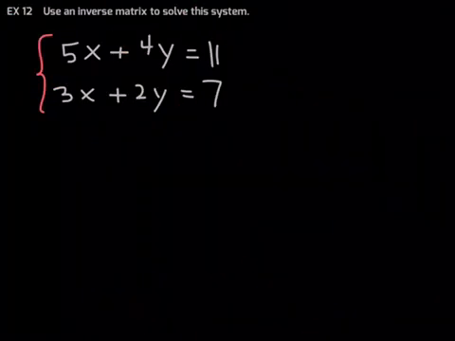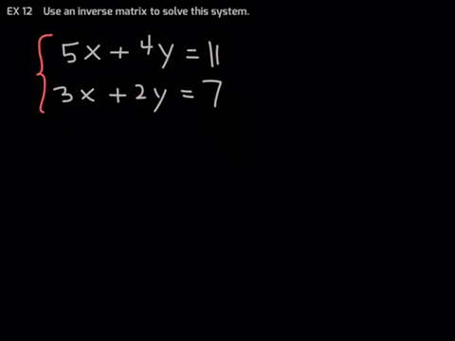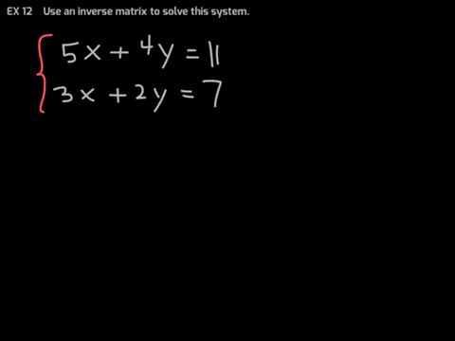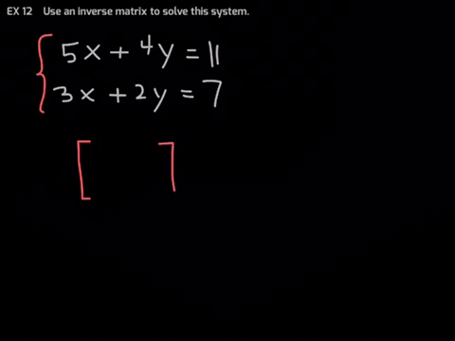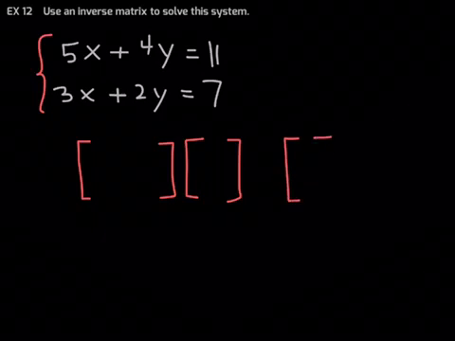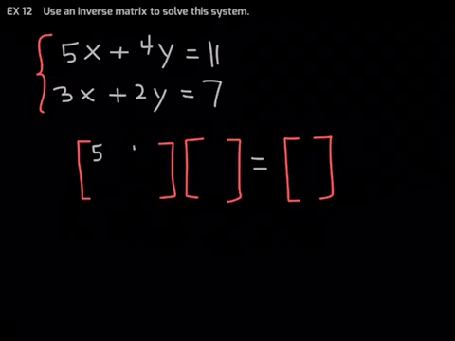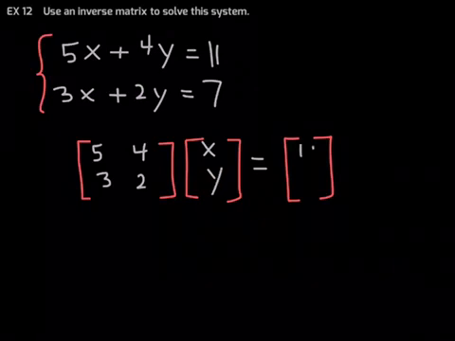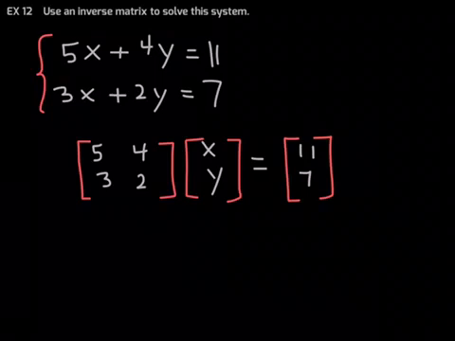Okay, everybody, next example. Use an inverse matrix to solve this system. All right, cool. Let's go again. Another example. Let's set up the matrix equation. So we first have our coefficient matrix, and then we'll have our variable matrix, and then on the right we'll have our constant matrix. Okay? All right, so our coefficient matrix is 5, 4, 3, 2. Our variables are x and y. Our constants are 11 and 7. So there's our matrix equation. What we want to do is multiply both sides by the inverse of the coefficient matrix.